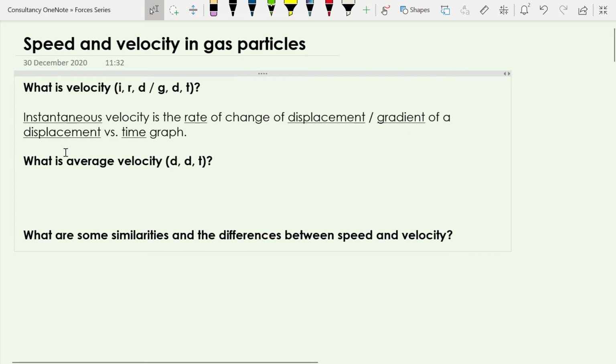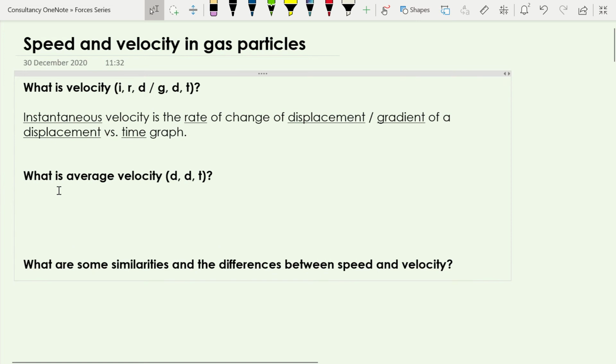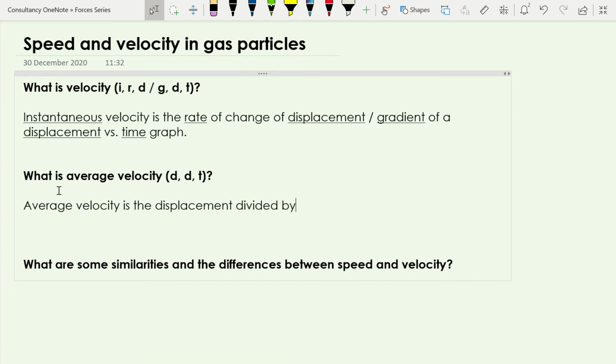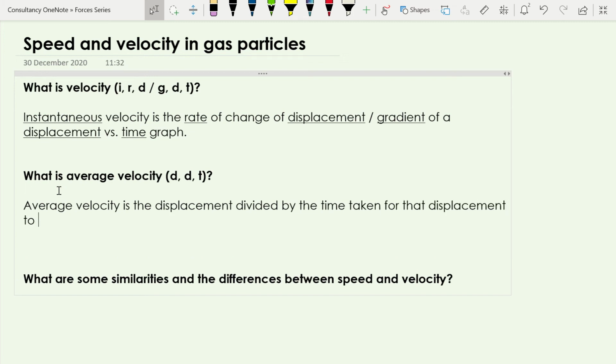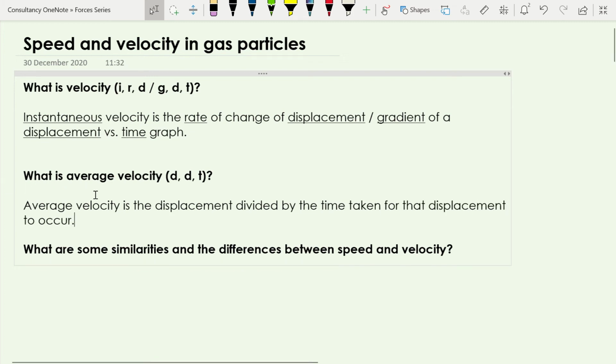So then we're going to look at, well, okay, so what's average velocity? How is that different? So an average velocity is the displacement divided by the time taken for that displacement to occur. Okay, so again, we've got our displacement divided by time, essentially, our key things in there.